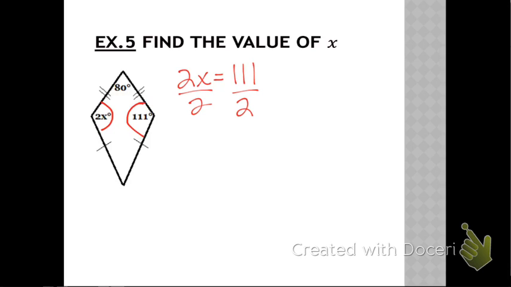We can divide both sides by 2, and x would equal 55.5. Pretty straightforward.